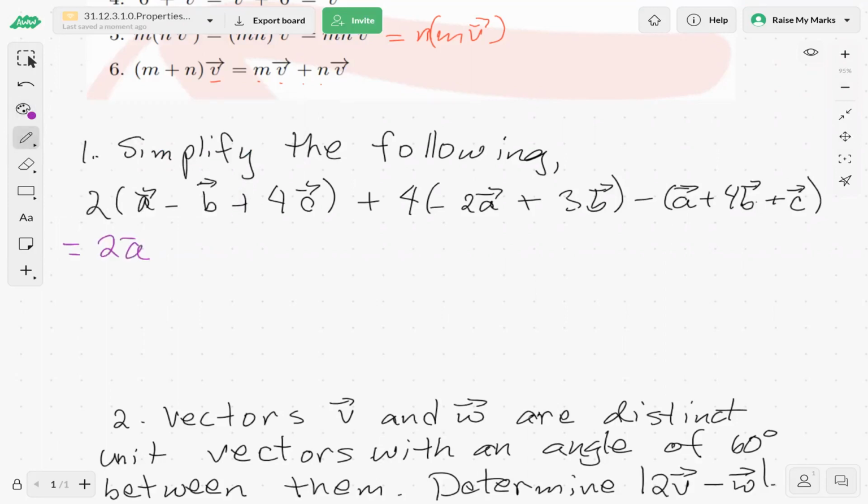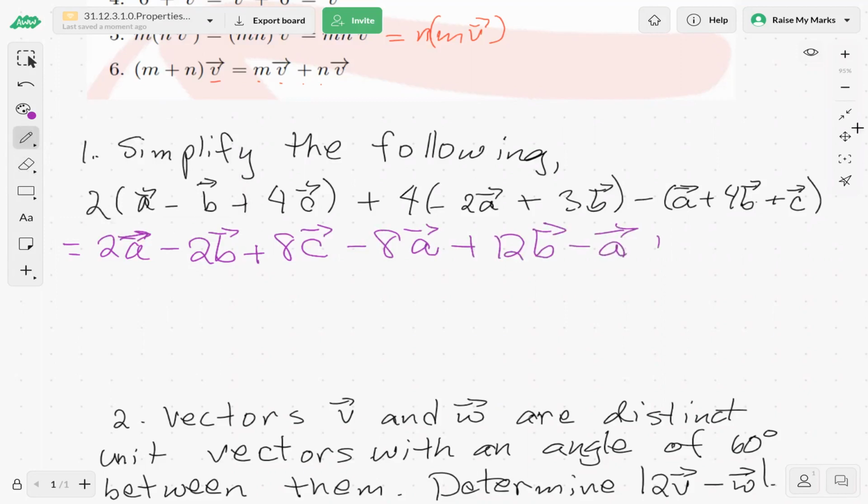So 2A, we're going to multiply the 2 into the bracket: 2A minus 2B plus 8C plus 4 times negative 2A, so negative 8A plus 12B minus A plus 4. Whoops, we have to multiply that negative in: negative 4B minus C. Okay, so now we're going to start grouping like terms.